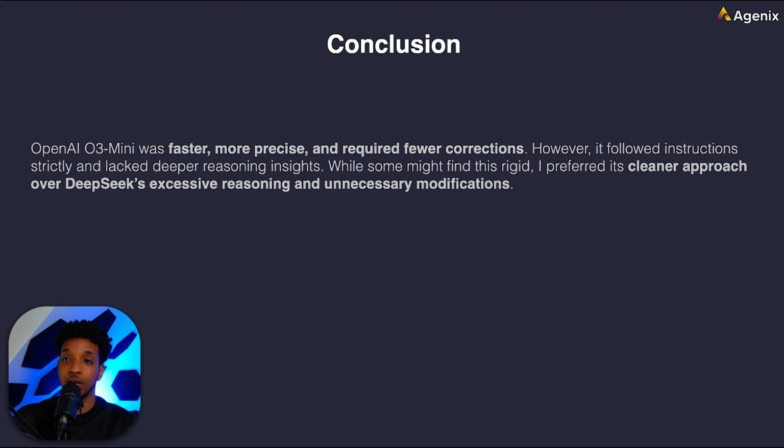And in conclusion, I'd say that o3-mini was faster, more precise, and required fewer corrections. However, it followed instructions strictly and lacked deeper reasoning insights because we couldn't even see what's happening behind the hood. However, it did the job well. And while some might find this quite rigid, I actually prefer this cleaner approach over DeepSeek's excessive reasoning and just using up way too many tokens, creating unnecessary parts of code.